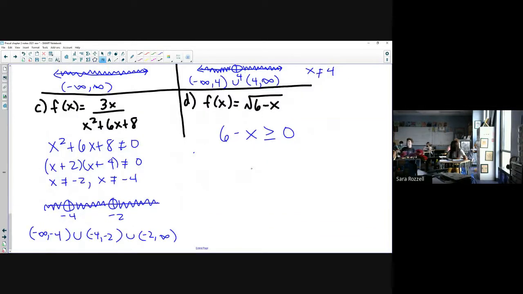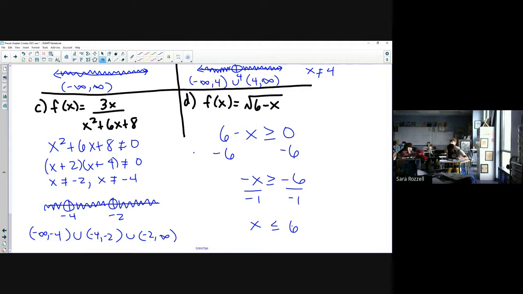We're going to solve this, what's going to be moved first? 6. I'm almost done. X is almost by itself. Divide by negative 1. And that's our red flag. What's going to happen to this sign? It flips, and x is less than or equal to 6. When you have roots, your answers will be inequalities like this. When you have denominators, it'll be the cannot equal.